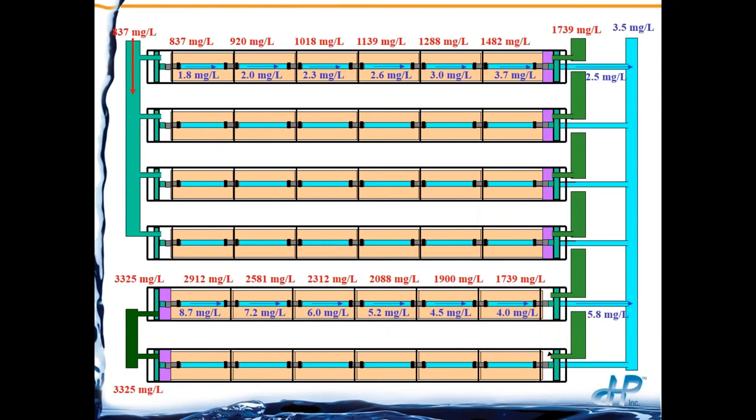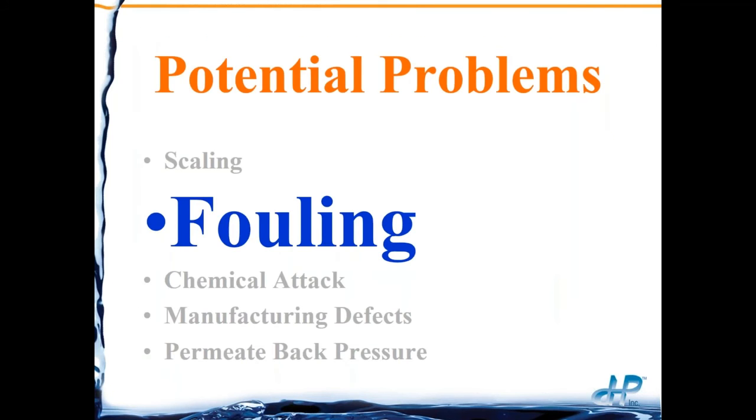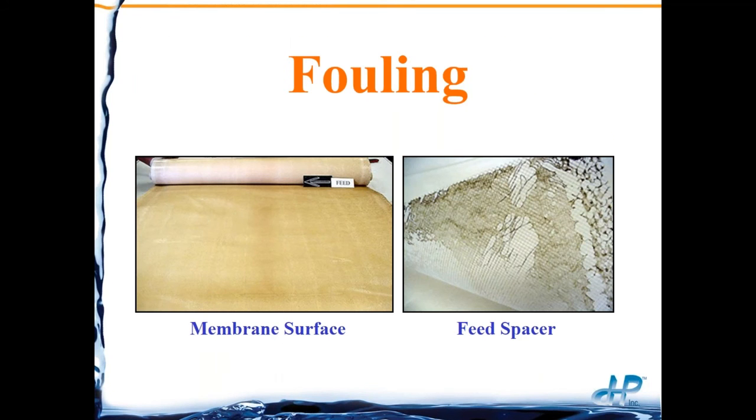Now, since it is concentrated ions that cause scaling, our issue with scaling is going to be at the back end, our highest concentration of ions. In this case here, the last two elements that have yellowed out, those generally are the ones that will start scaling up first. Our next potential problem is fouling.